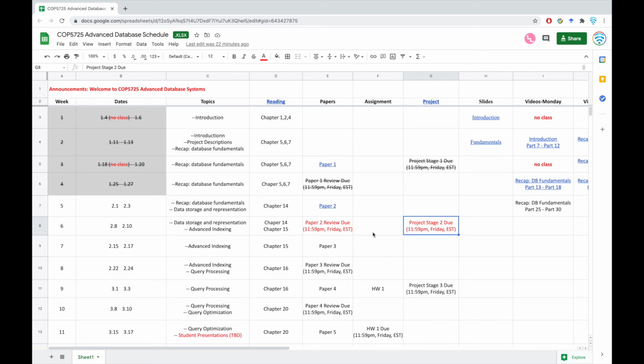So we have project stage 2 due by next Friday, as well as paper summary 2 due by next Friday as well. Don't forget it. I think it's time for you to start both reading paper 2 and discussing the project with your teammates.